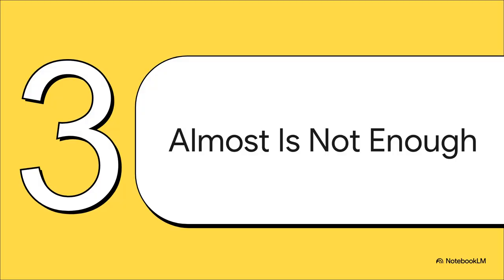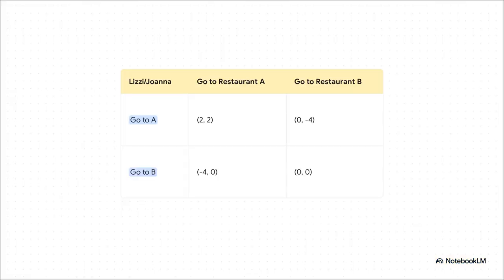Okay, so common knowledge is incredibly powerful for coordinating. But what happens if you only have almost common knowledge? What if that chain of "I know that you know that I know" has just a tiny, tiny chance of being broken? Let's think about Lizzie and Joanna. They're trying to coordinate meeting for dinner.